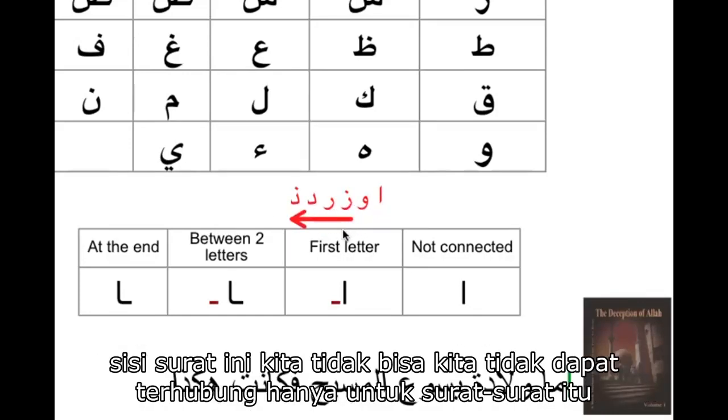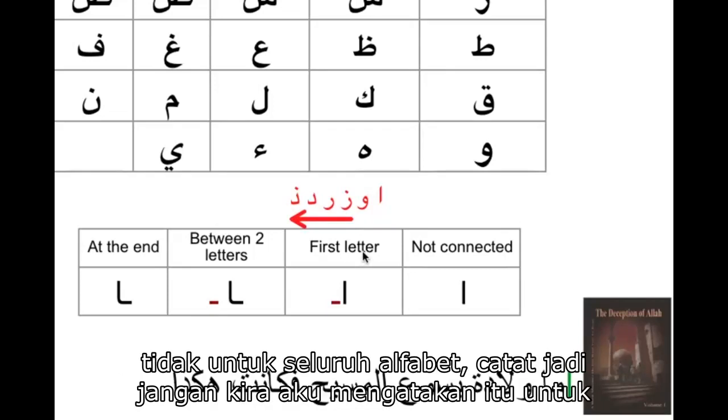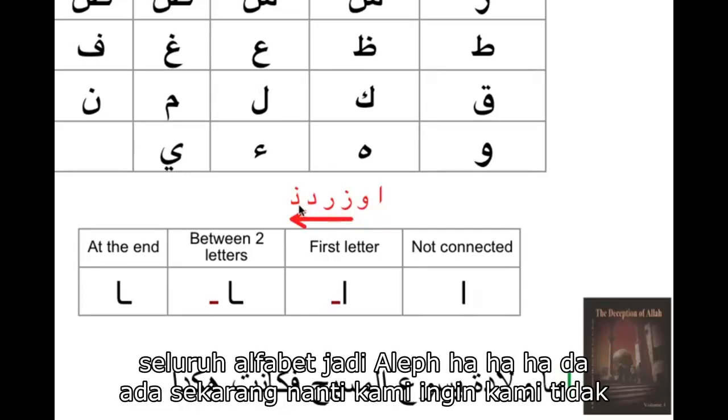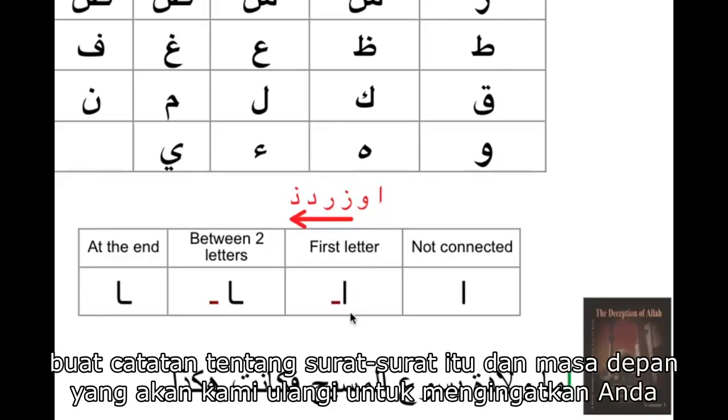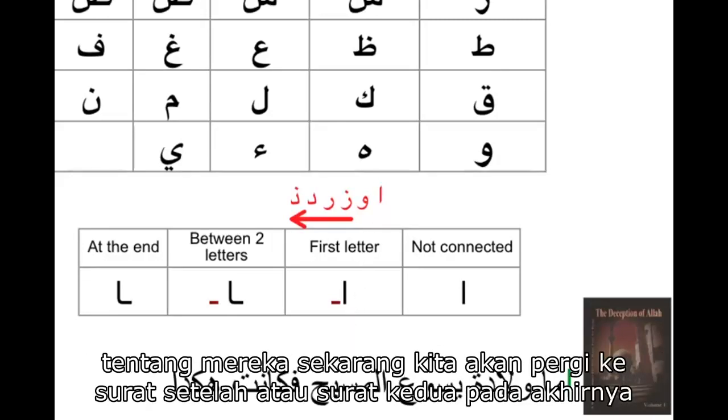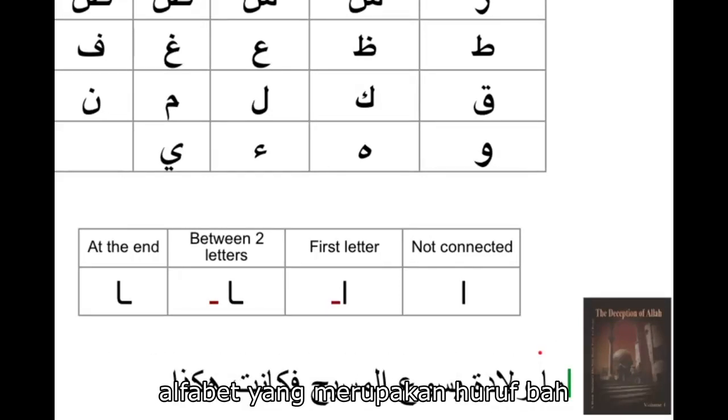So from this side of the letter, we cannot connect, for those letters only, not for the whole alphabet. Take a note. So don't think I'm saying that for the whole alphabet. So alif, wa, za, ra, da, tha. We did not take those letters yet. We took only alif, which is a. But for now, just take a note about those letters, and in the future we will repeat to remind you about them. Now we will go to the second letter in the alphabet, which is the letter ba.